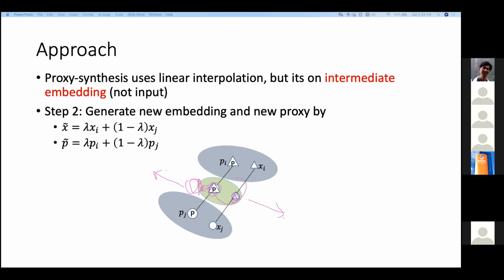Actually, I think the proxy generated during this batch will not be reused in the next batches. So I think the number of classes will not grow. Your point is that when we synthesize a new proxy, it will be thrown away after one batch iteration. Yeah. It will only be used for this batch. Otherwise, the number of synthetic classes will grow. Okay, I got it. Let's keep going on.